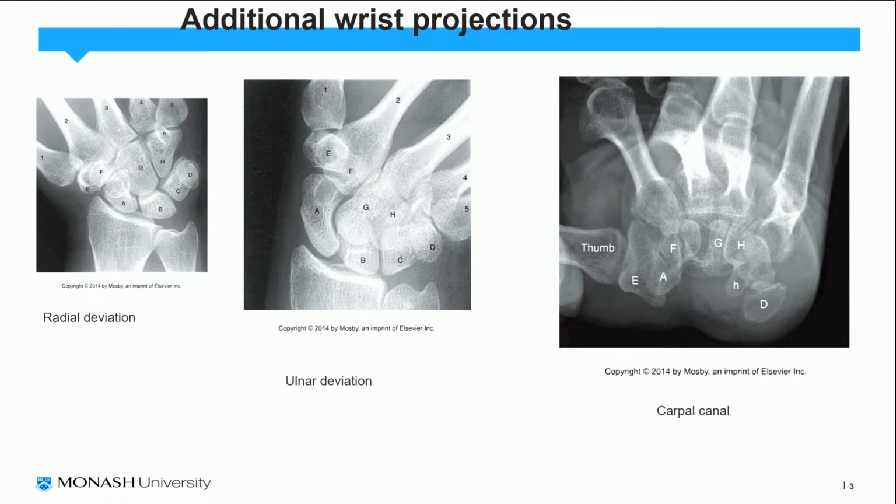I've added some additional projections. A wrist view with a radial deviation will show the carpal bones on the ulnar side and the spaces much better. When you do a wrist projection with ulnar deviation, it opens up the carpal bones on the radial side and especially the scaphoid. The carpal canal view is used, for example, if you want to make sure whether there is a hook of hamate fracture or pisiform fracture, and it also shows the tubercle quite well of the trapezium.